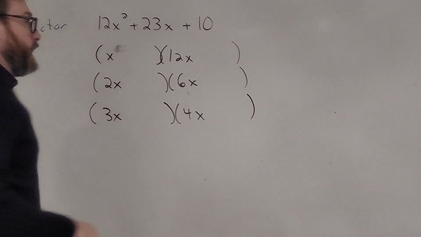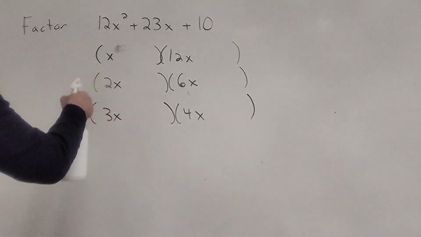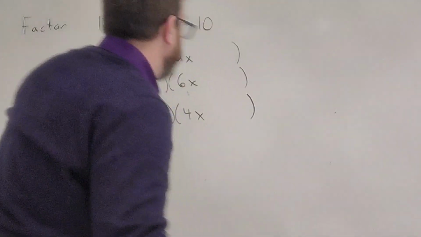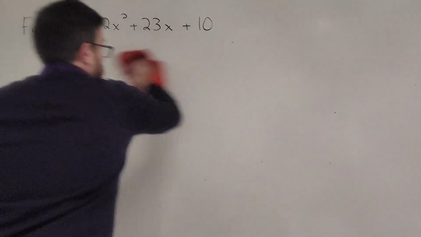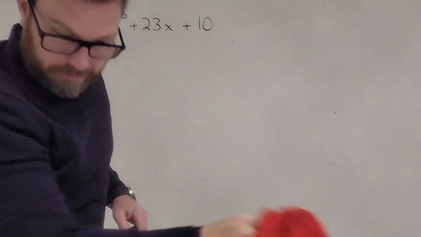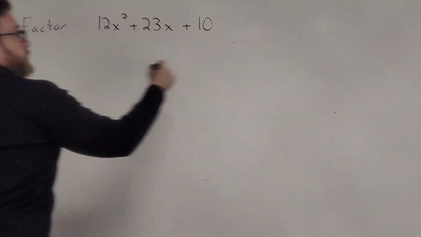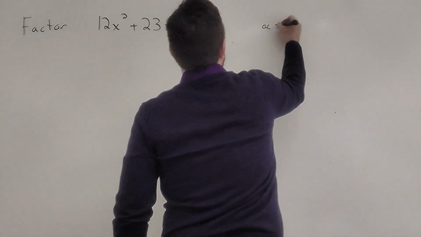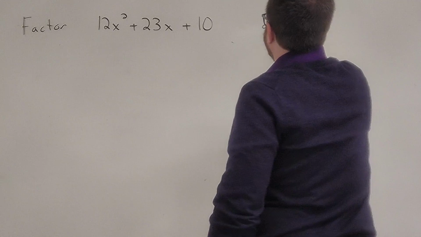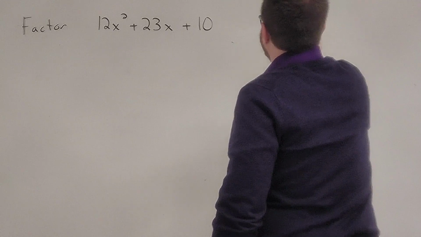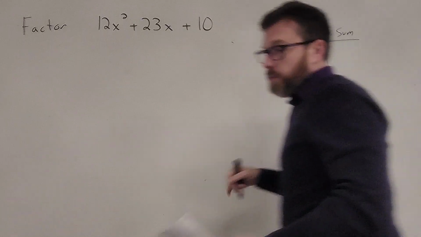So using the AC method, we can get around that and just figure out what A times C is, and see what adds to become that positive 23. So we know that A times C is going to be 12 times 10, which is going to be equal to 120. And then I need to know the sum of these particular numbers.